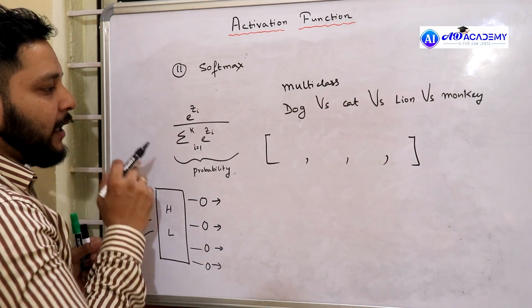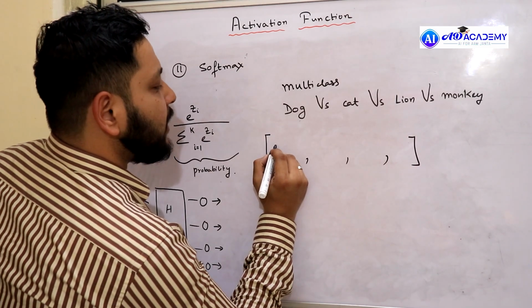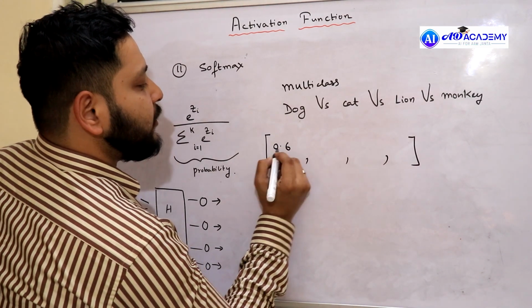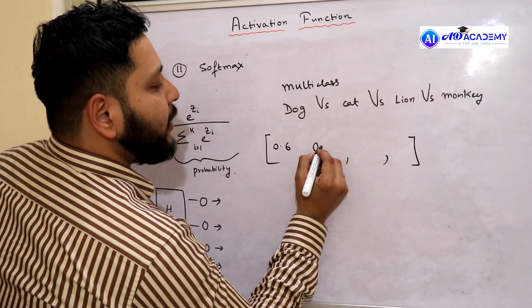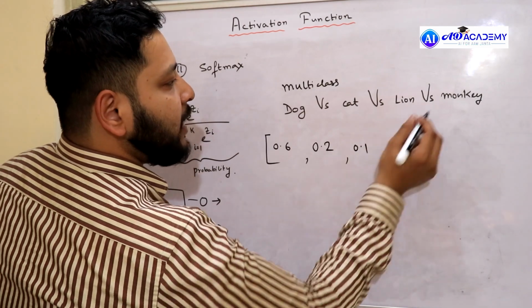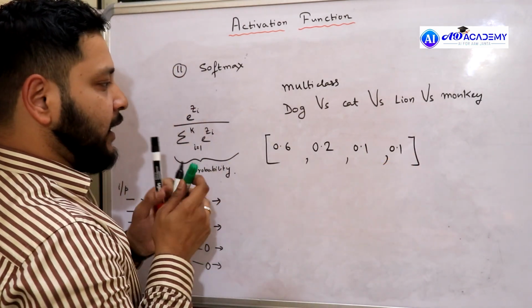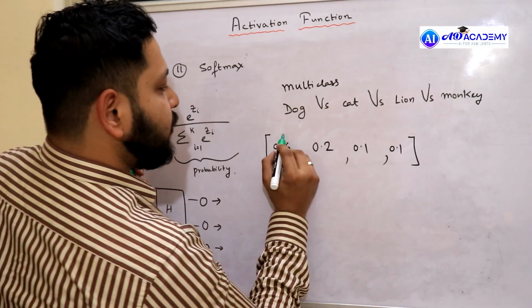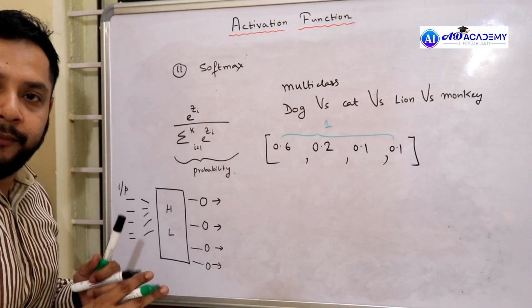Say for example, the probability of dog is 60%, probability of cat is say 20%, probability of lion is say 0.1%, then monkey will also be 0.1%, because ultimately since it is a probability, the summation of all these numbers will always add up to 1.